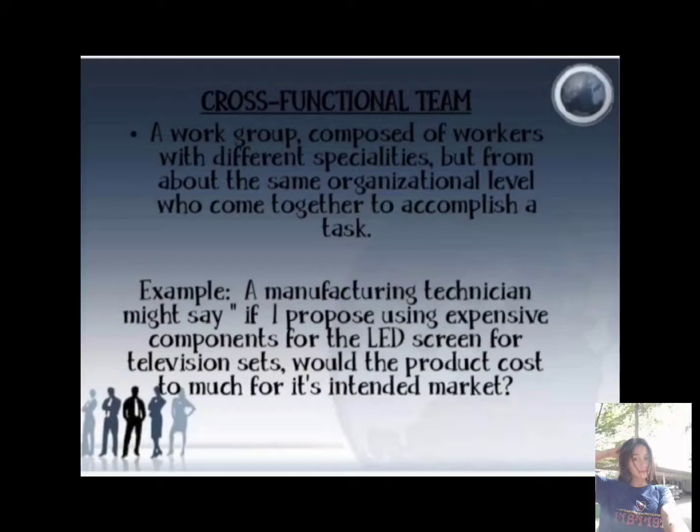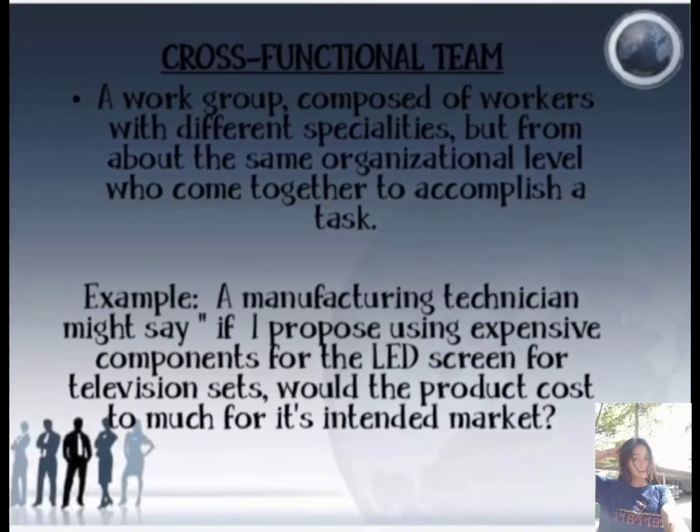So what is a cross-functional team? This is a group composed of workers with different specialties but from about the same organizational level who come together to accomplish a task. So, ang purpose ng cross-functional teams is to get workers from different specialties, then to blend their talents toward the task that requires them. In addition, cross-functional teams are used for purposes such as improving quality, reducing cost, and improving work processes.